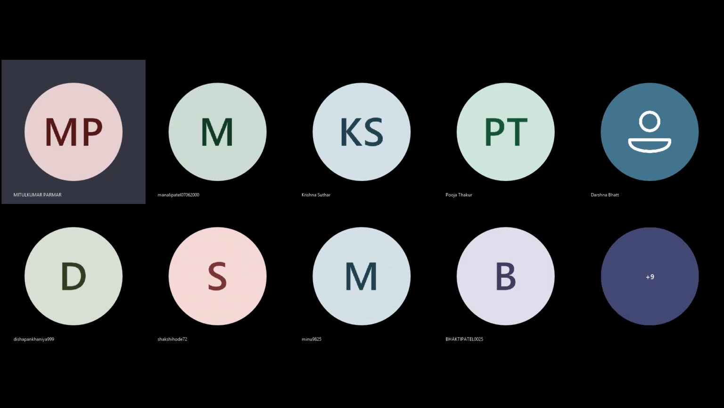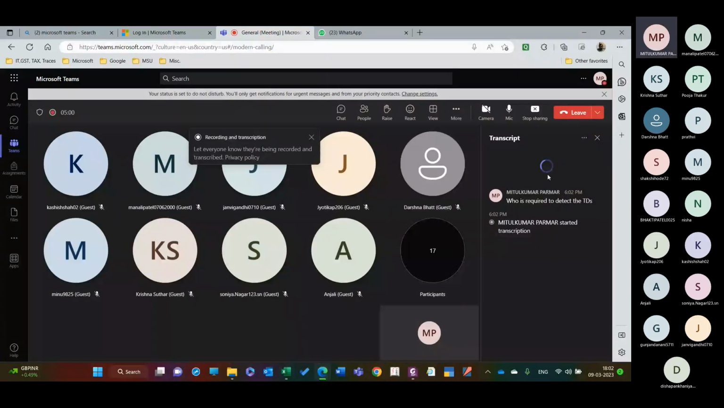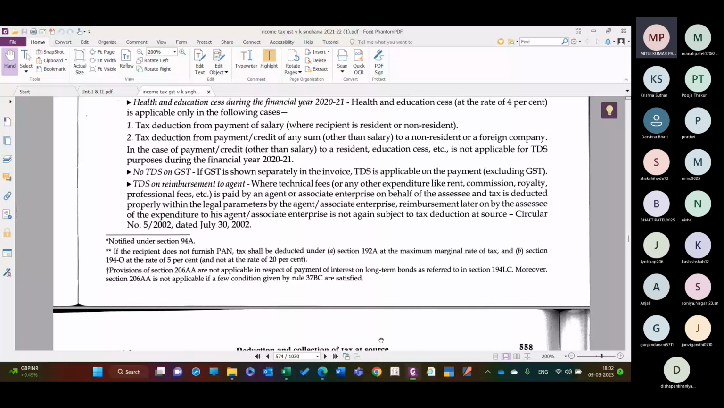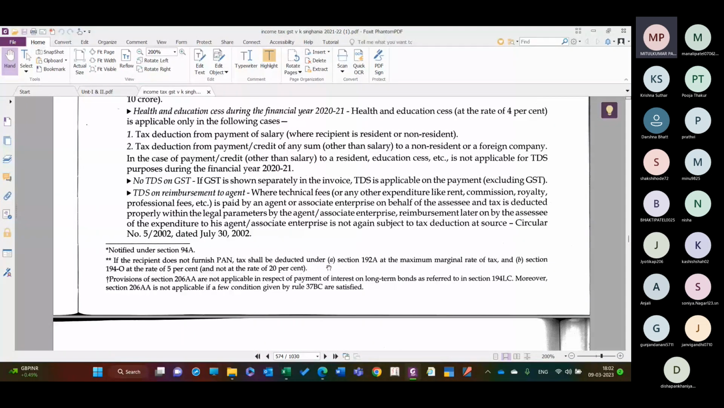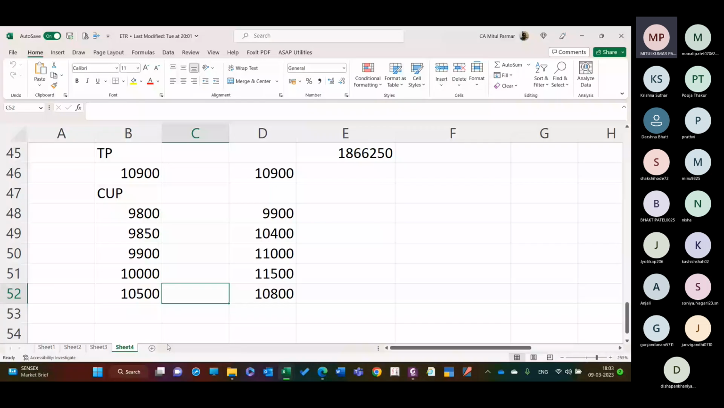Who is required to deduct the TDS? And when is the TDS required to be deducted? Once the TDS is deducted from any payments, by which due date should it be paid? So I think we discussed that.